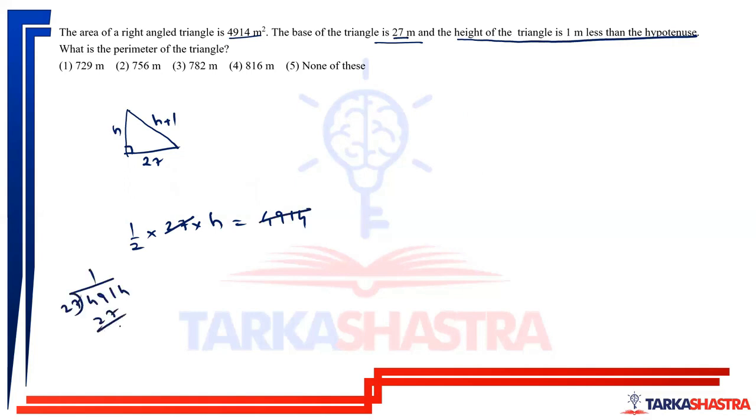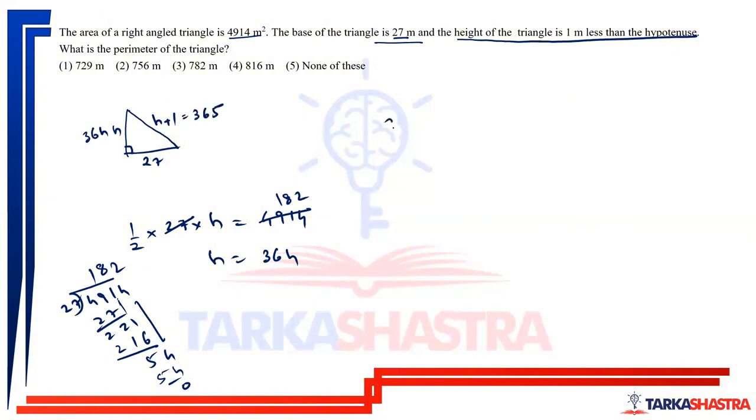Ones are 27. This is 2. This is 1. 8s are 216. This is 5 4. Right. So 2s are 54 0. So this is 182 times. So height is 2 into 182, that is 364. Height is 364. Hypotenuse will be 365 because height is 1 less than the hypotenuse.